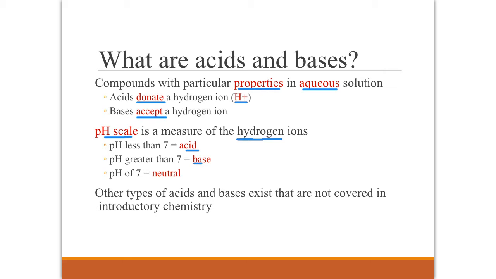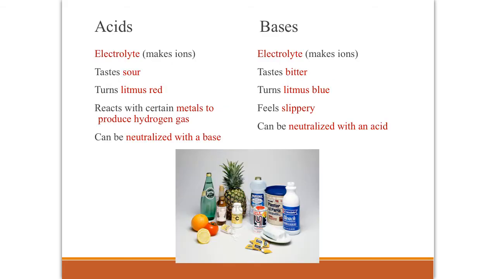There are other types of acids and bases that you probably will learn about if you go on in science and take some more advanced chemistry courses, but you don't need to worry about them for this first introduction to chemistry. There are some other characteristics of acids and bases I thought I'd go over while we were on the topic. Both of them are electrolytes. They make ions and they will let electric current flow through them in solution. So because they make ions, they can carry that electrical current.